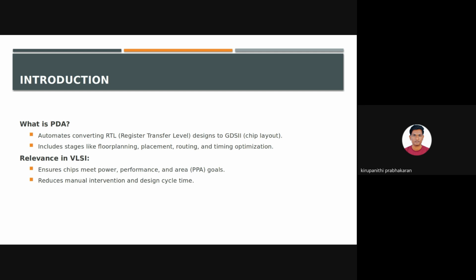It also reduces manual intervention. Without PDA, engineers would have to manually place components, route wires, and analyze timings, a process that is time-consuming and error-prone. Automation minimizes human involvement, allowing engineers to focus on higher level design considerations. It also shortens the design cycle time. The pressure to deliver chips faster is immense in today's competitive market. PDA accelerates the design process by automating repetitive and complex tasks, ensuring faster time to market without compromising quality.